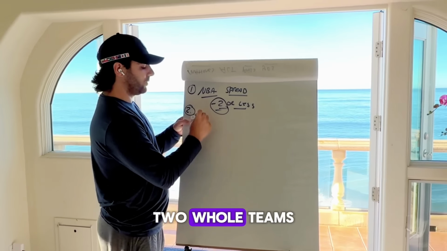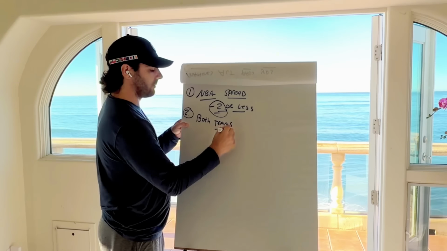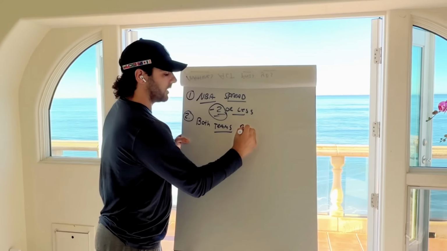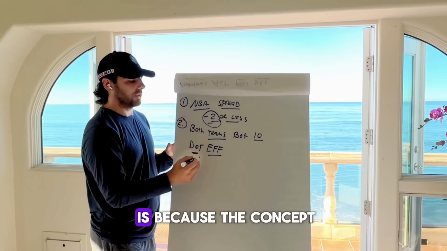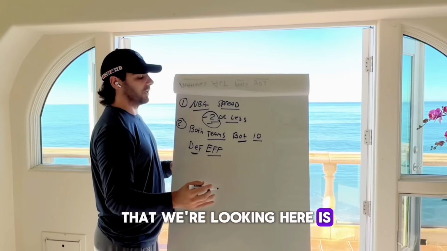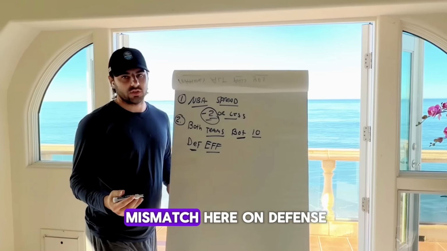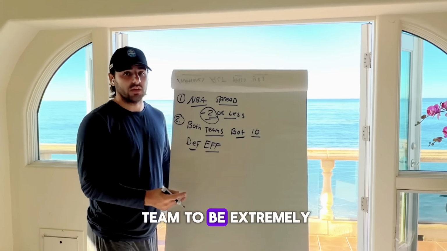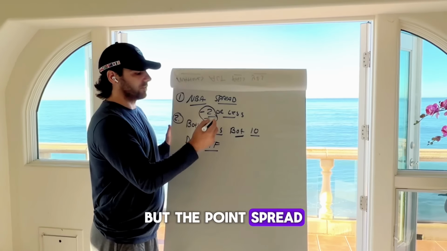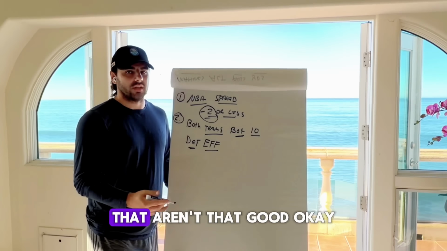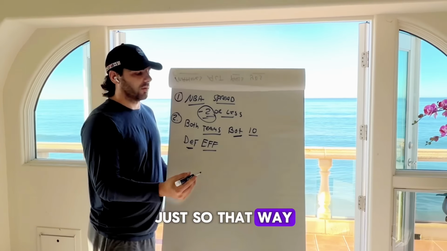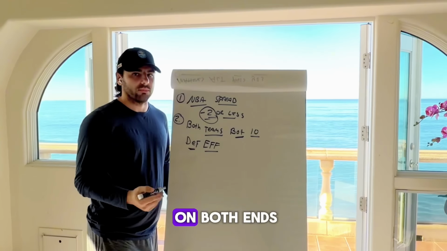Number 2, both teams in that matchup need to be bottom 10 in defense efficiency. The reason for this is that we don't want a mismatch on defense. We don't want one team to be extremely better than the other when the point spread didn't reflect that. We want two defenses that are lackluster, that aren't that good, just so that they're susceptible to scoring on both ends.